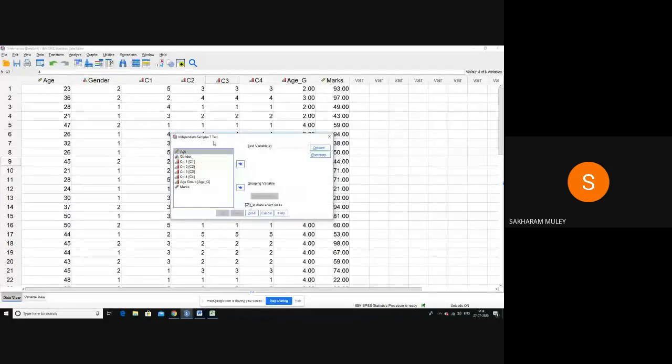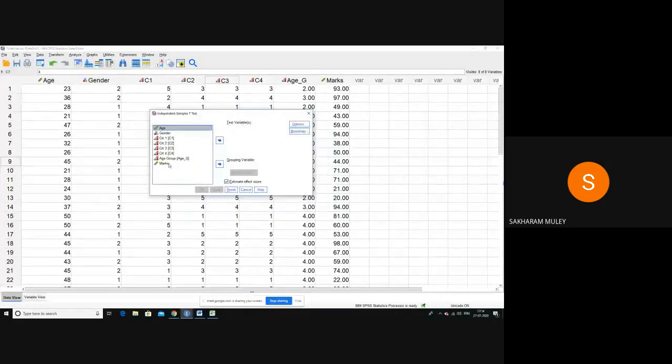Again, I want to compare marks. I'm taking marks as a test variable. Why have I chosen this as an independent sample? Because I want to compare it between male and female. So there are two groups.